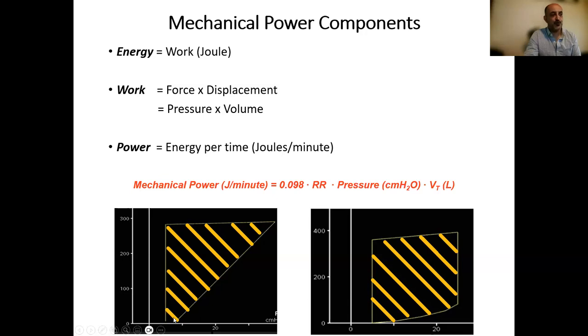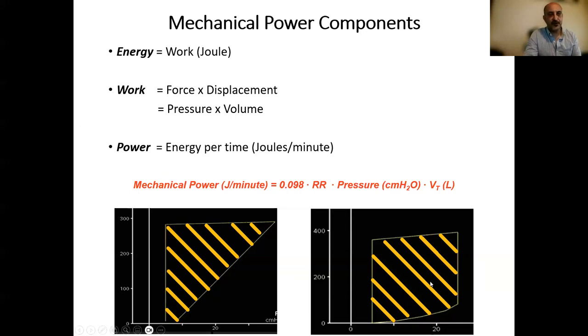volume controlled mode. And you can see here, you're starting from zero, from PEEP, the inspiratory limb of the pressure goes up, and then that's a square waveform or constant flow. And then exhalation happens. So the area in between the inspiratory limb to the right and the expiratory limb, all the area under the curve, is the mechanical power.